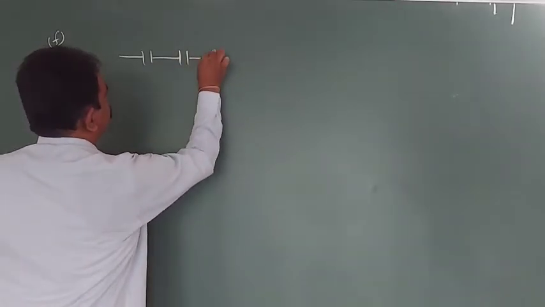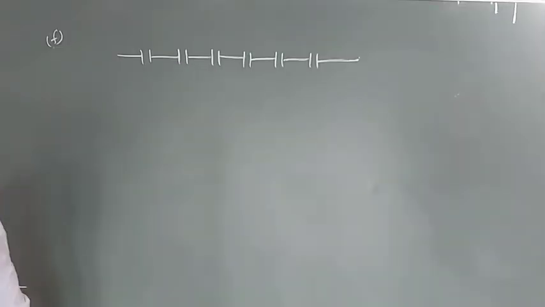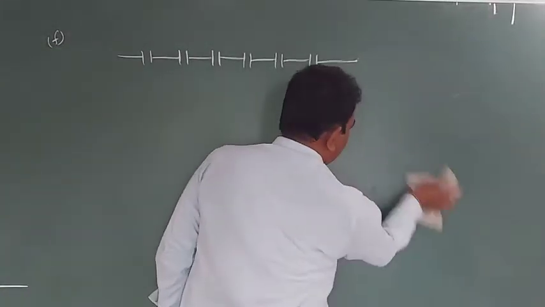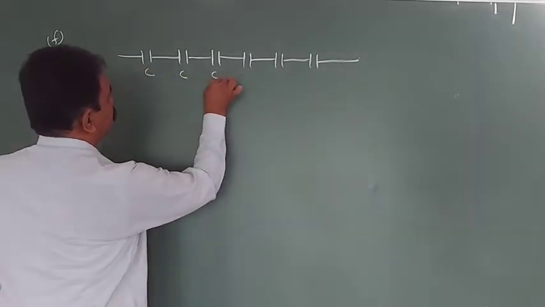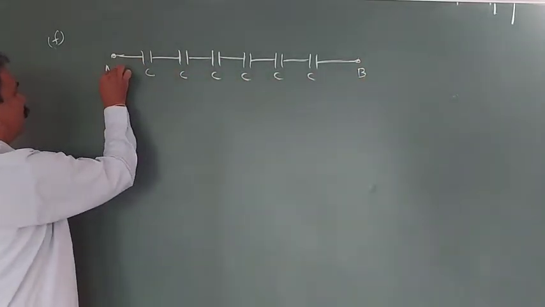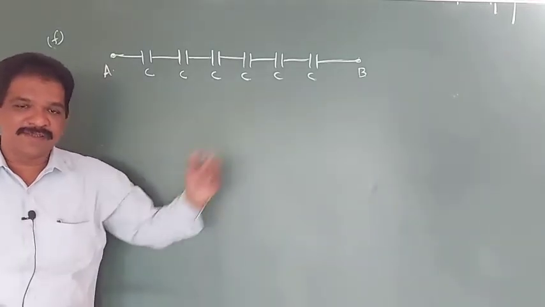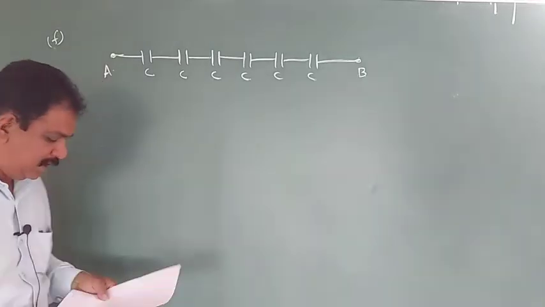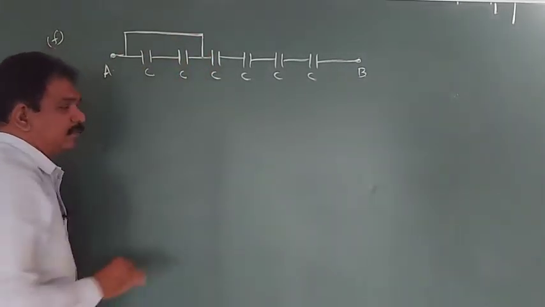Next, F. Totally 6 capacitors are there. All are identical. Now tell me, what is the effective capacitance between A and B? That is equal to C by 6, because 6 identical capacitors are there, right? Now what they did is they joined a wire from here to here.